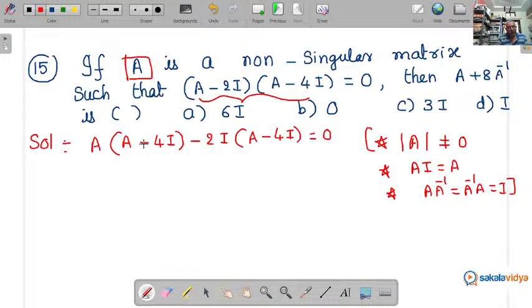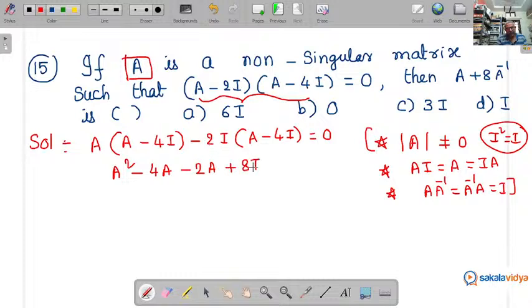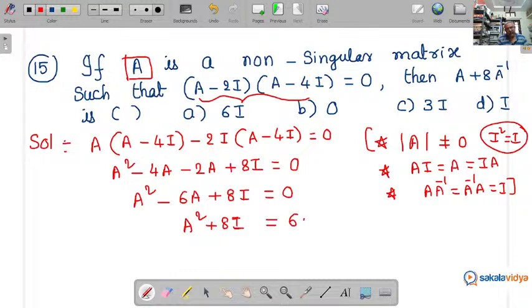equals O. A into A is A square, minus 4A, because AI is A, minus 2 into IA is also A. So minus 2A, I into I is I square, which is also I, that will be plus 8I equals O. So now this is A square minus 6A plus 8I equals O. Now A square plus 8I equal to, you can write 6A. Multiply both sides with A inverse.